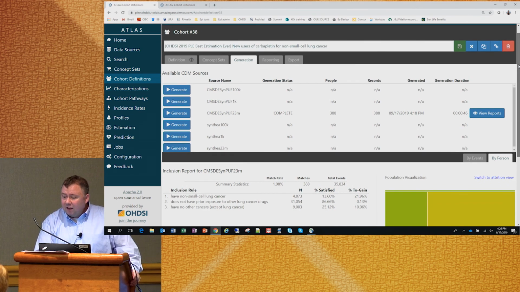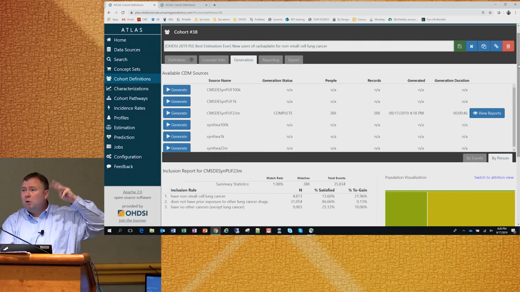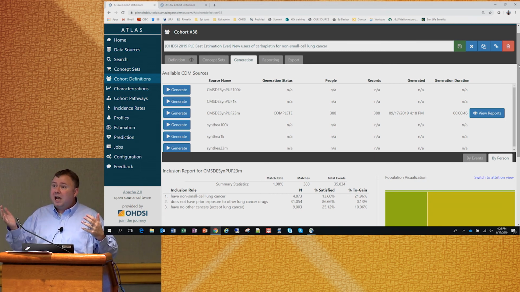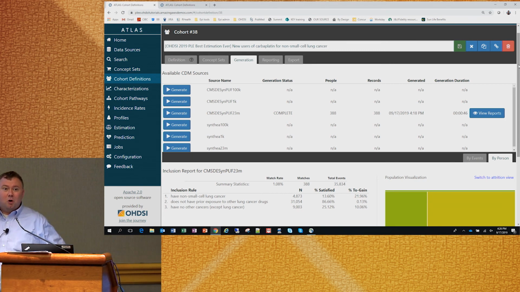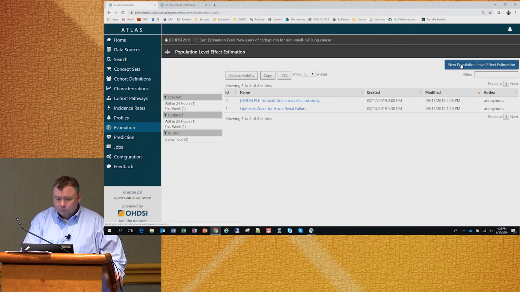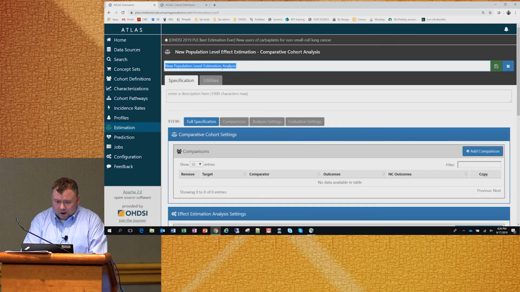Okay, I spent a lot of time talking about our T and our C and our O, and we haven't even started to design an estimation study. The reason we took the time on that is because if we don't get the cohorts right, the rest of the stuff doesn't matter. But because we've now defined our T and our C and our O, we can go through the design considerations for the estimation with that problem structure in our mind. So I'm going to go to estimation, and I'm going to start designing an estimation study.